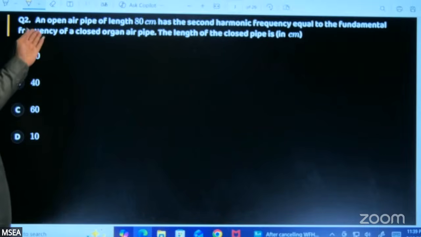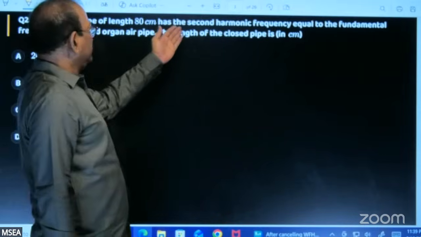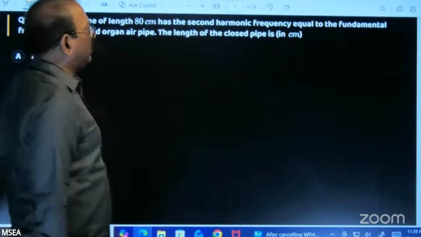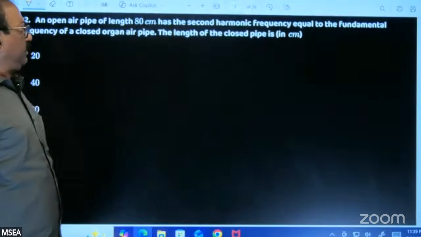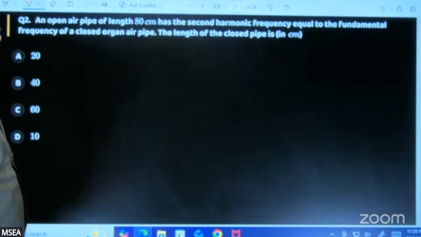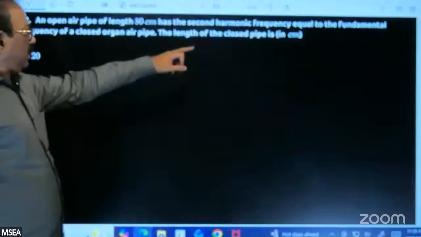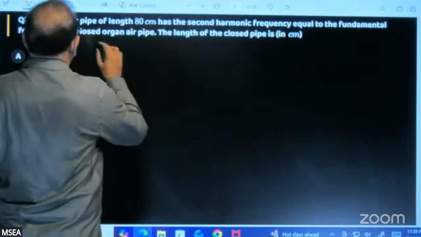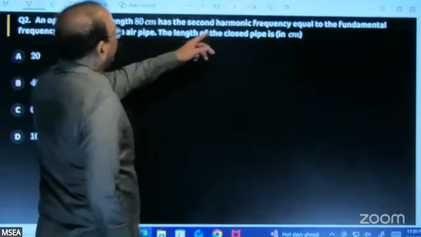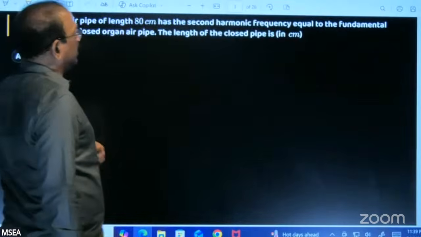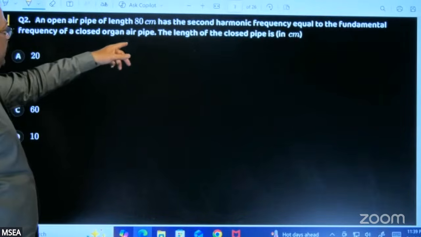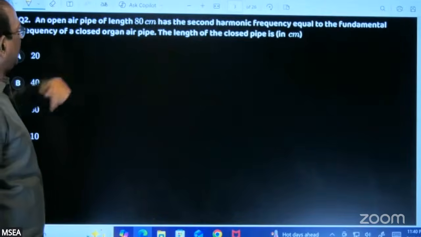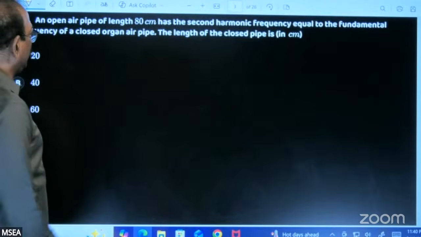See the second one: an open pipe of length 80 centimeter has second harmonic frequency equal to the fundamental frequency of a closed organ pipe. The length of the closed pipe is asked; the open pipe length is given. And what is the condition given here? The second harmonic frequency of that open pipe is equal to the fundamental frequency of the closed pipe.